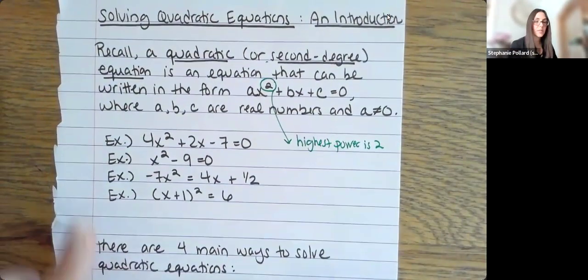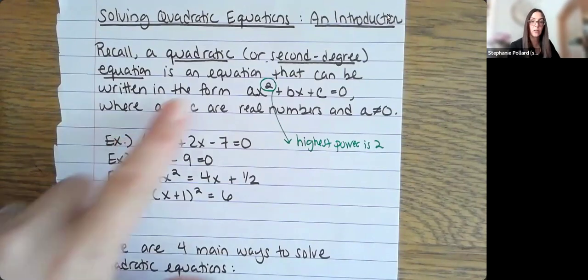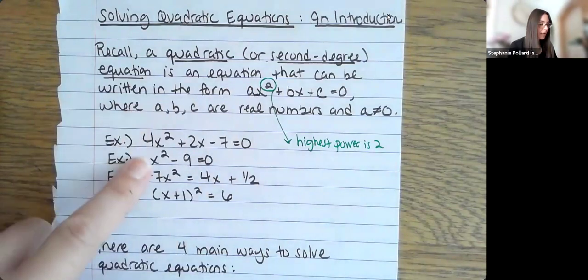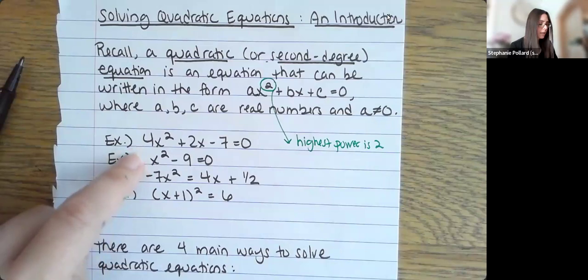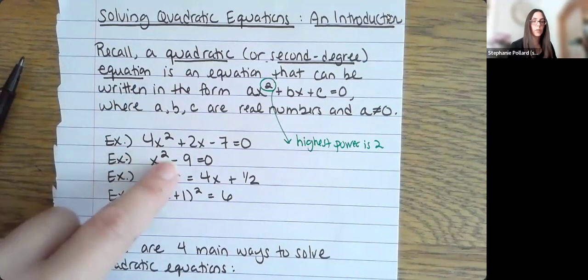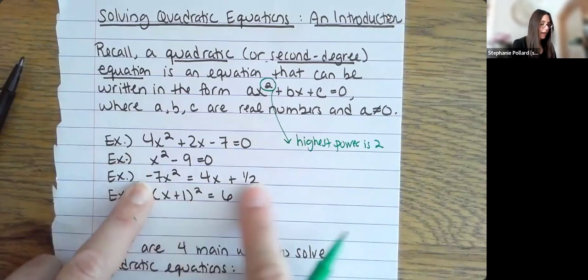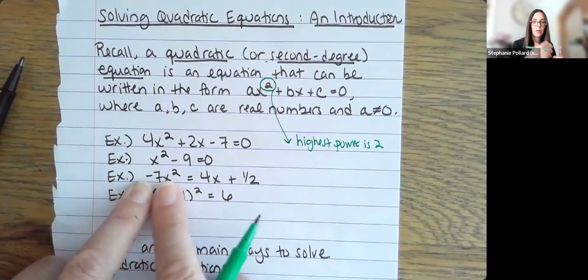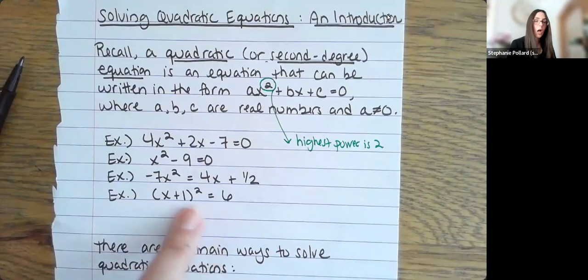So here are some examples of quadratic equations. 4x squared plus 2x minus 7 equals 0. This is set up in that standard form. Here, x squared minus 9 equals 0. Also in the standard form, it's just that you have no x term, so there would be a 0x there. Here you can see that you have that highest power of 2, but it's rearranged, but it's still a quadratic. You can also have fractions or decimals. This last one is also a quadratic.